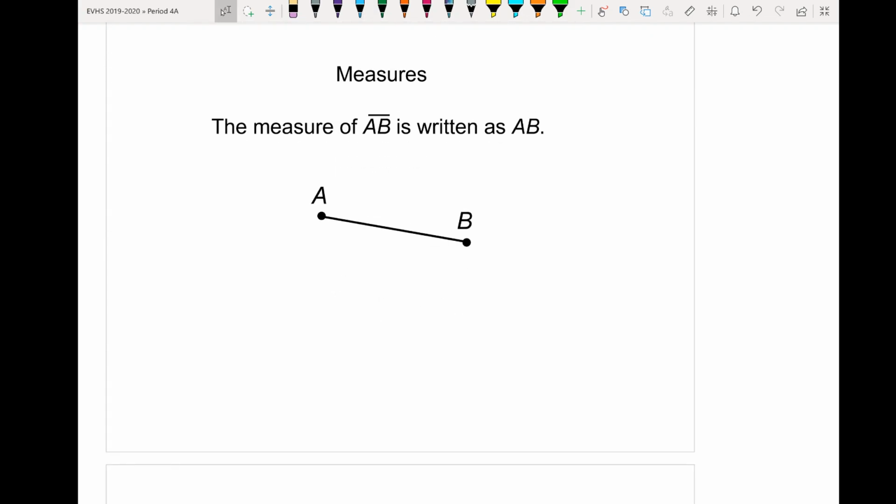Measures. The measure of segment AB is written as AB with no symbols above it. So if I talk about this thing right here, segment AB with a bar over it, I'm talking about that geometric construct, the line segment, 2 points with all the points in between them. If I talk about this thing with no symbol above it, that is the measure, which would be like 6 inches. It's a distance.